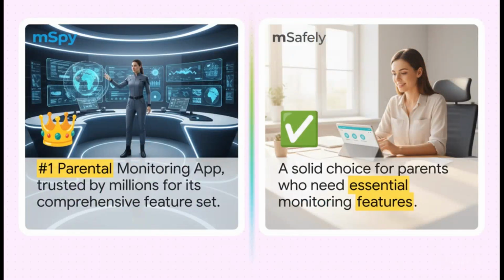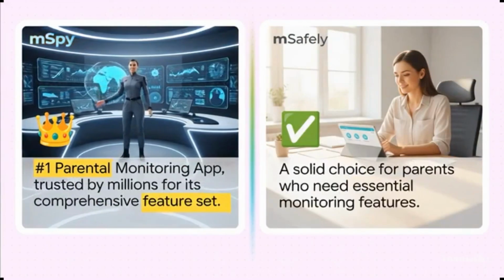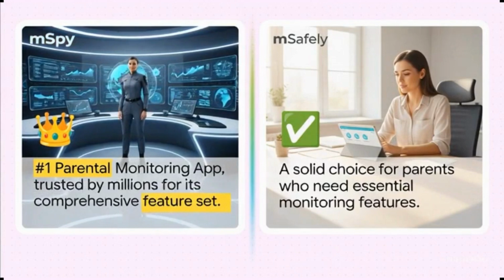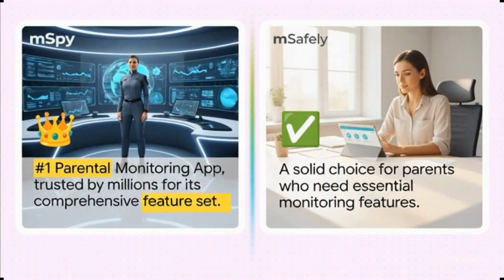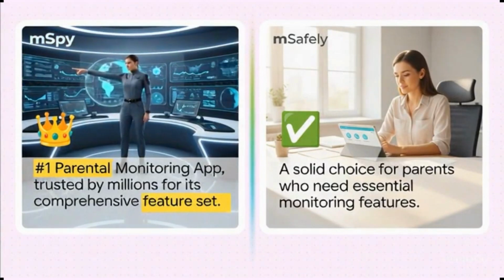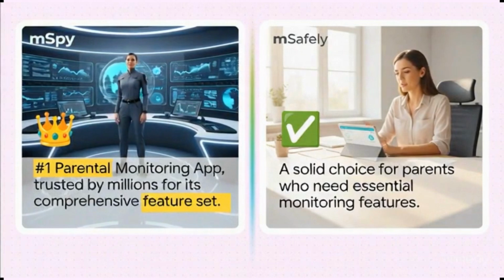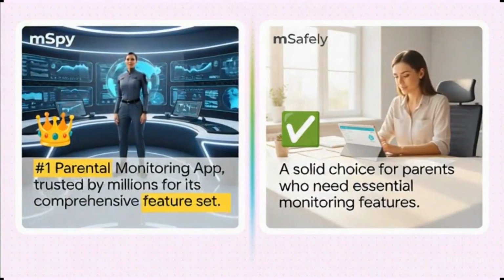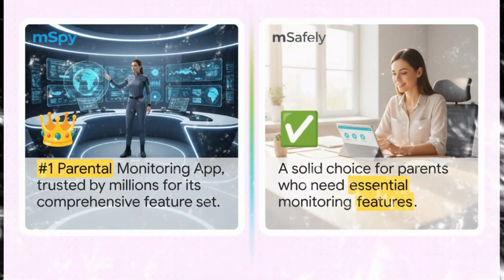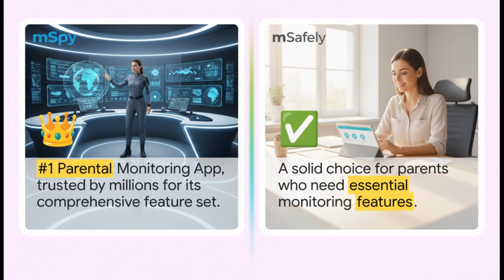So in one corner, you've got mSpy. This is the industry leader, the #1 app out there, trusted by millions of people because its feature list is just incredibly long and powerful. And in the other corner, you have Msafely. It's a really solid, reliable alternative that nails all of the essential features that parents are looking for.